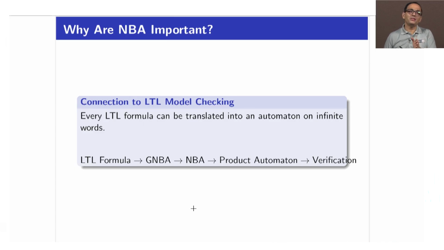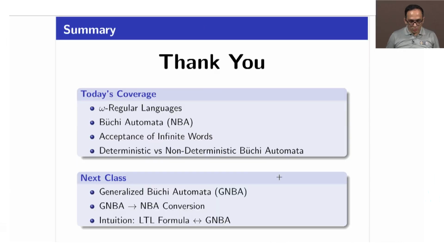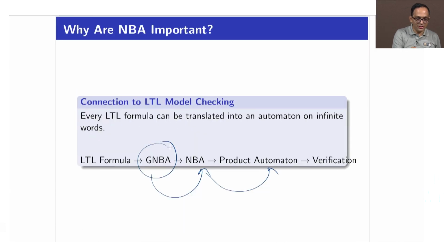Then again, why NBA is important, you already know that. We initially construct a generalized non-deterministic Büchi automaton, and then I will convert this into an NBA, and then I will construct the product automaton. That is why we have to understand NBA, and since DBA is not sufficient, as some cases cannot be modeled, we will take NBA in our formulation. We have not discussed what a GNBA is yet, the generalized non-deterministic Büchi automaton. It is a special class of NBA.